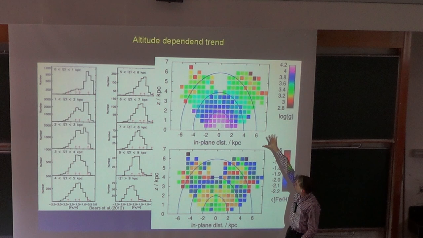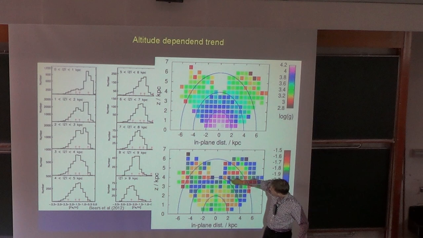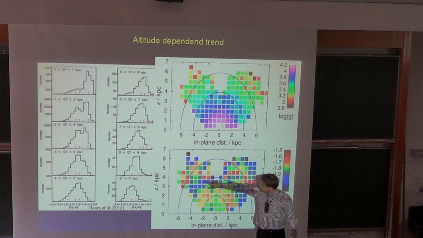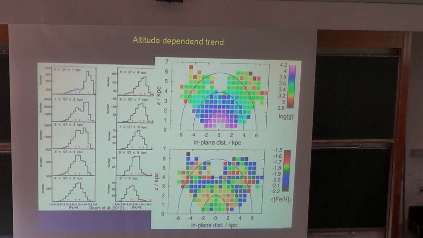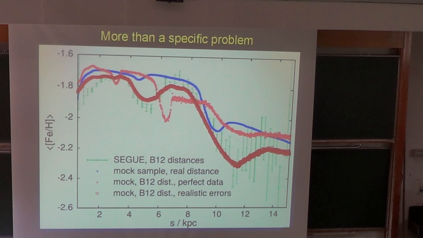And here you see a very interesting feature. There is a metal poor ring in constant distance around you. Also, all other features, it all aligns with the distance from the sun, not with vertical altitude. That is a typical selection bias. You can actually model this, and this is the real striking thing, and the frightening thing.